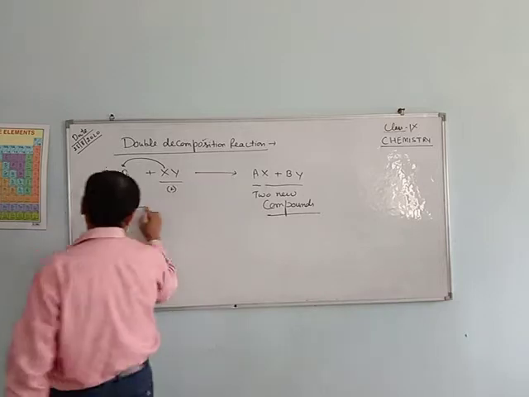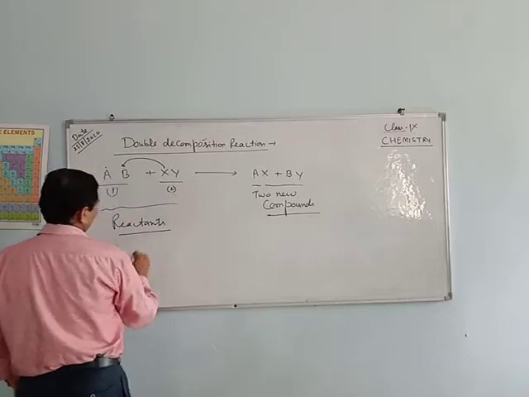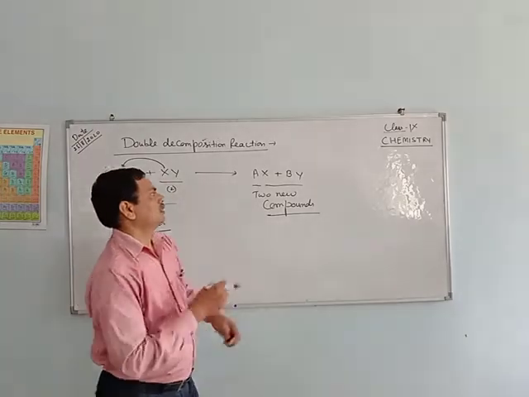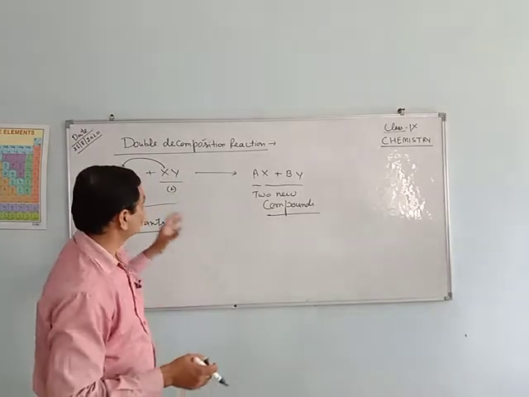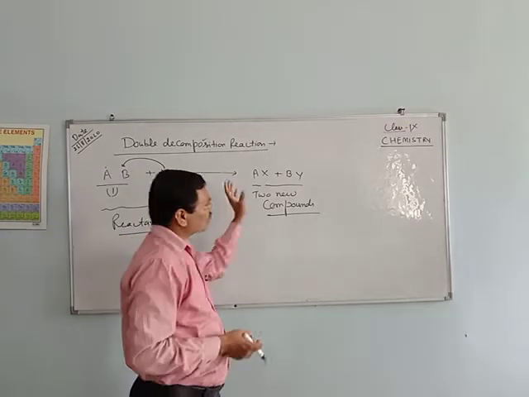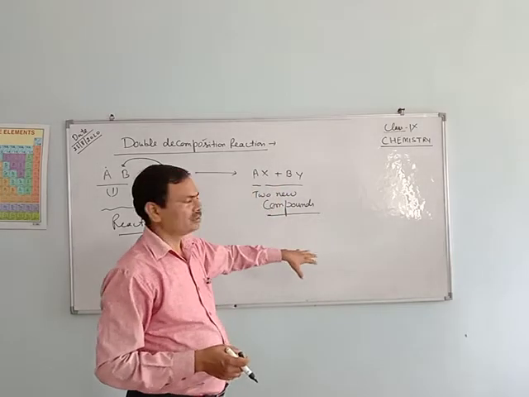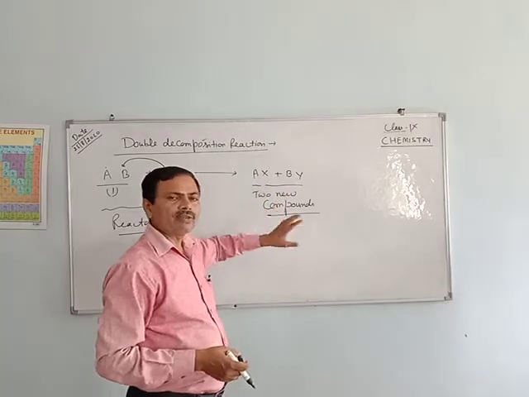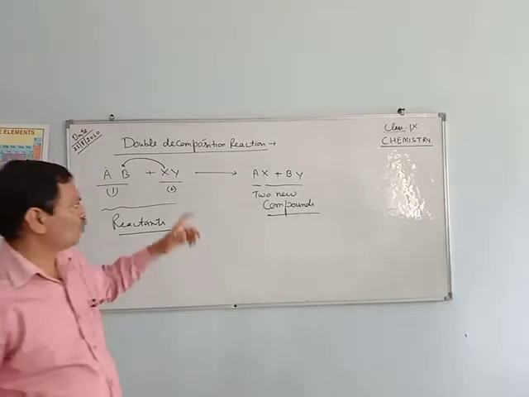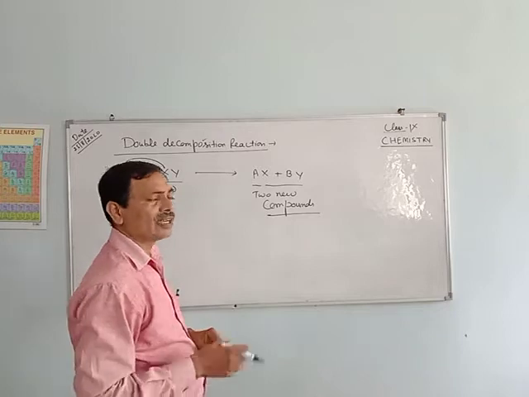These are the reactants. There are 2 reactants, and the number of products is also 2. The reaction takes place when one of the reactants is in the solution state, and one of the compounds formed during the chemical reaction, AX or BY, will be insoluble and form the precipitate. One product must be insoluble. Understood?